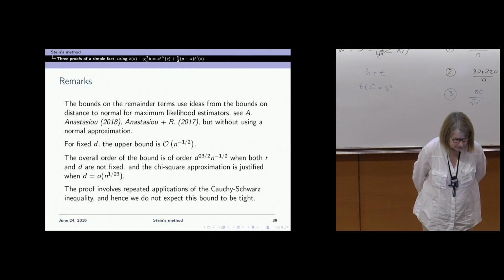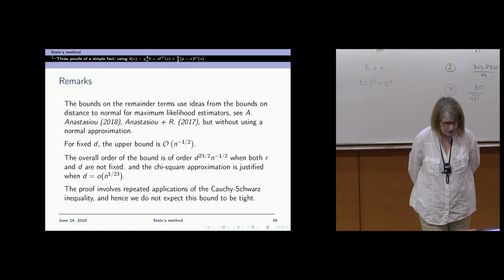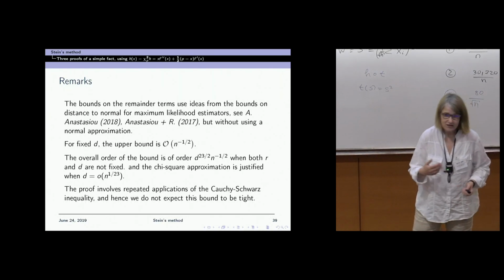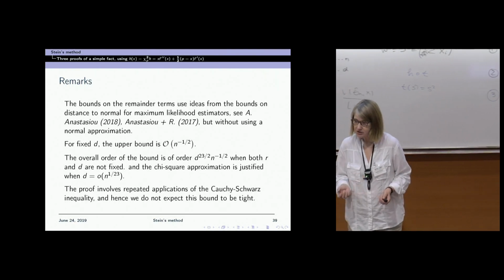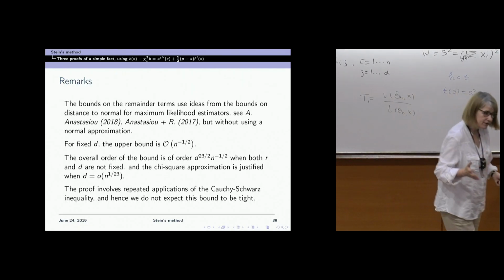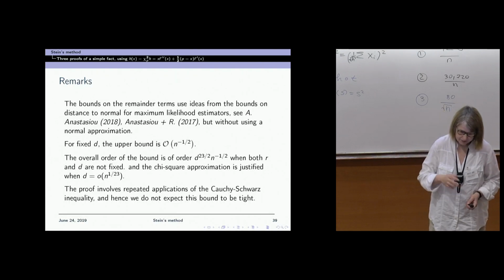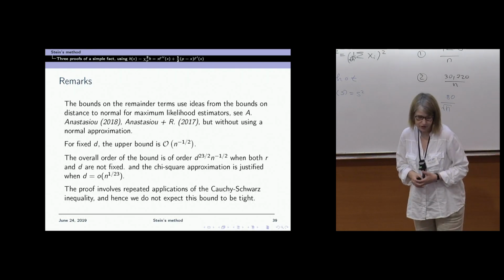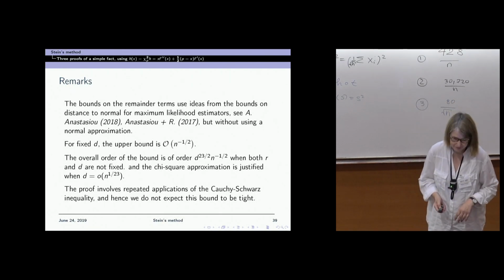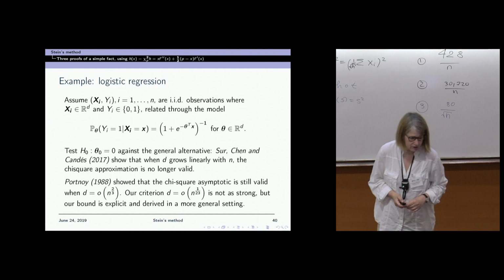I will talk about that in a minute, but maybe it's not a great dependence on n, but it shows that d can actually grow with n and r can grow with n. And so we can apply this to settings where we've got large data sets. We repeatedly invoke the Cauchy-Schwarz inequality for the proof, so we don't think that these orders are actually tight. And actually, we know in one example that they are not tight, which is the example of logistic regression.